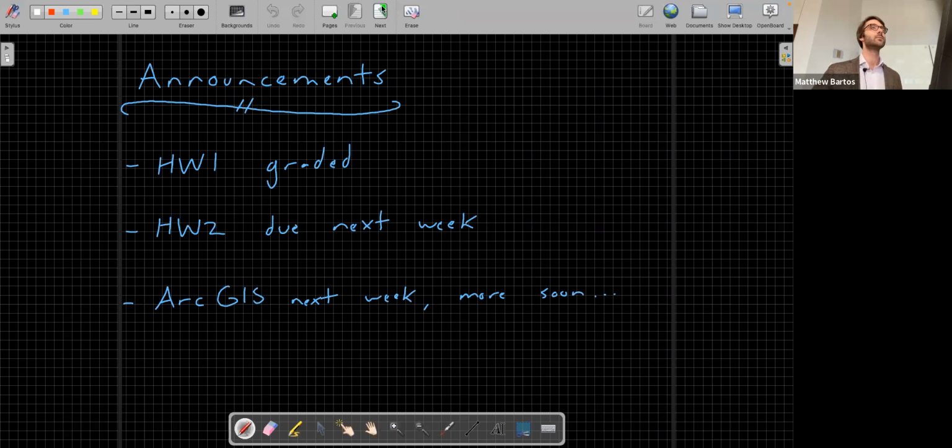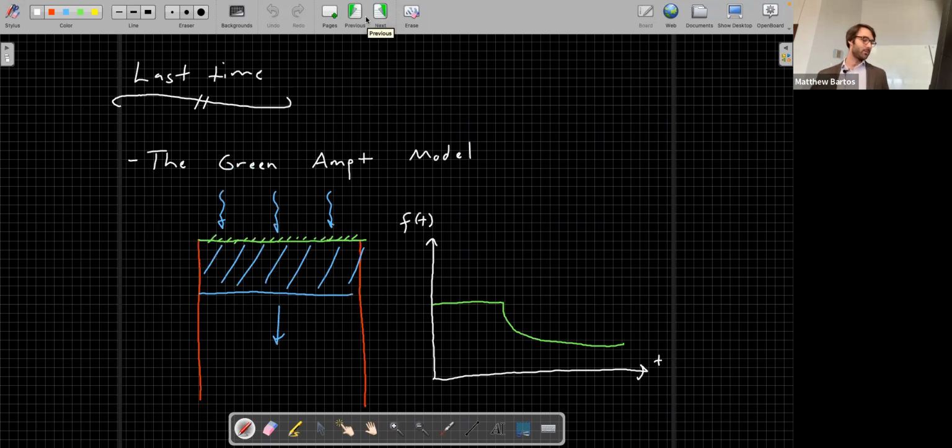Cool. All right. Okay, so let's do a quick recap. Last time we talked about the Green-Ampt model of infiltration. This is a classical model of infiltration that's used all over the place in stormwater engineering. It's used within the EPA Stormwater Management Model. It's used in HEC-HMS.